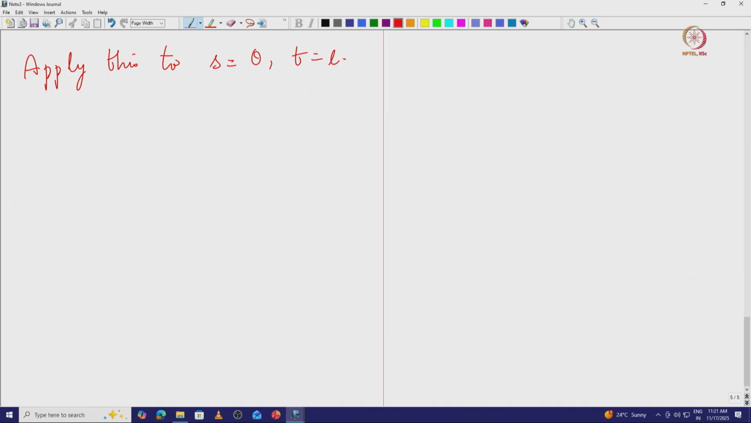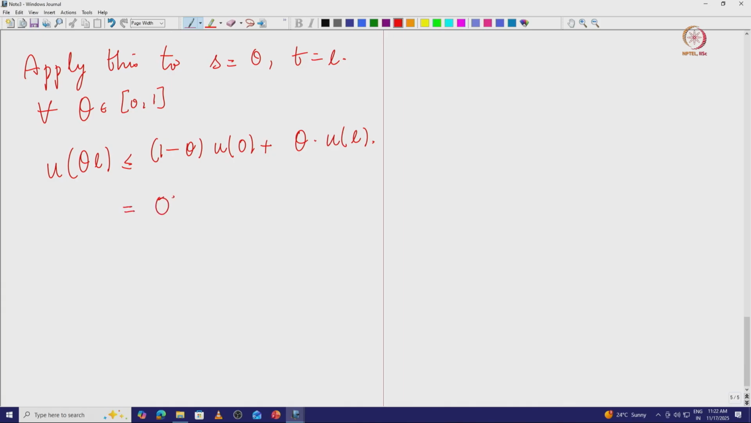So, for any theta, we get that U of theta L is less than or equal to 1 minus theta times U of 0 plus theta times U of L, but by assumption, because the Jacobi field vanishes at both 0 and L, both of these are 0. So, this is going to be 0.